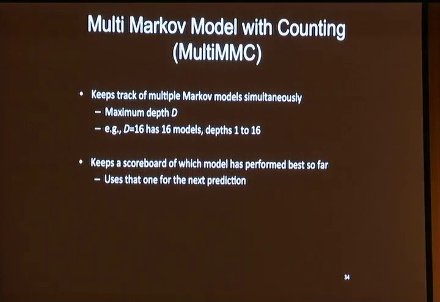The second one is the multi-Markov model with counting. It keeps track of multiple Markov models simultaneously with different depths. In our experiments, we use depths from 1 to 16, and then we keep a scoreboard for each model to see which model behaves better at that time, and then try to make our prediction based on these scoreboards.